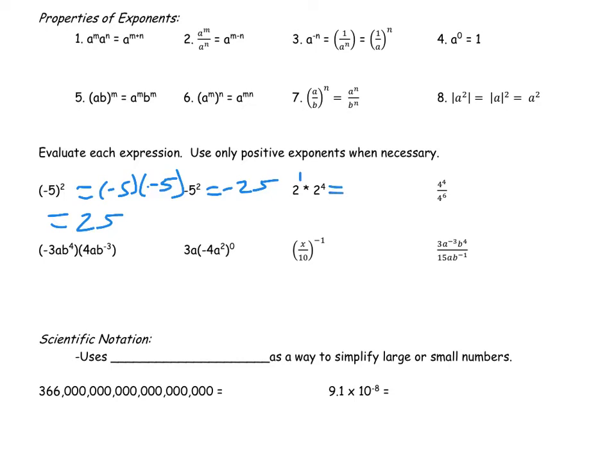Remember that 2 is to the first power. So we're multiplying two exponents with the same base, so we would add them up, right? 1 plus 4 would be 5, so this would be 2 to the 5th power. If you want to completely simplify that, 2 to the 5th is 32.